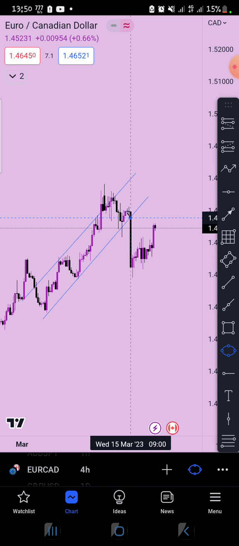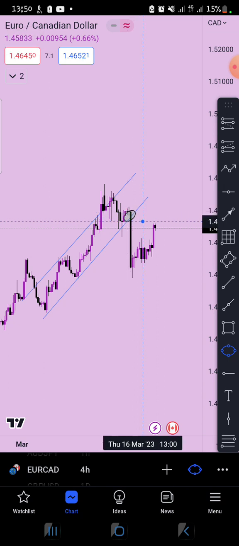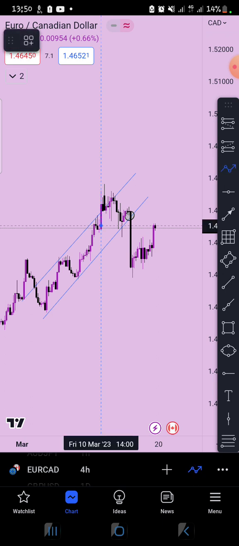Okay, so I want to estimate my entry, which is the pullback to the 50% level, or the 61% or the 78% of the Fibonacci retracement tool. Okay, so I want to estimate my entry point. So this is how I do it. I take my path tool and measure this point.